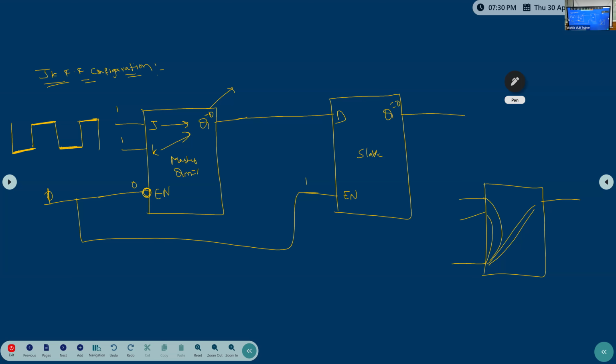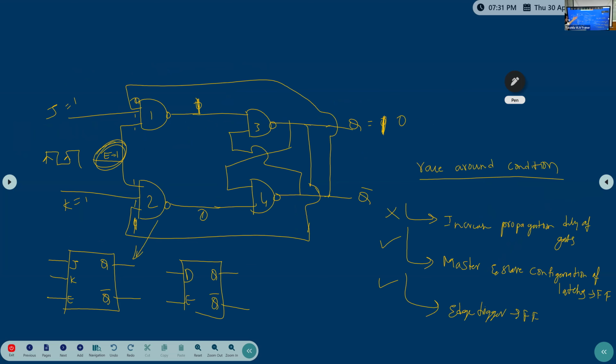Any questions, any doubts here? J and K, the output. See, this only, right? J and K. Yes or no? So J is 1, K also 1. These both inputs are 1.